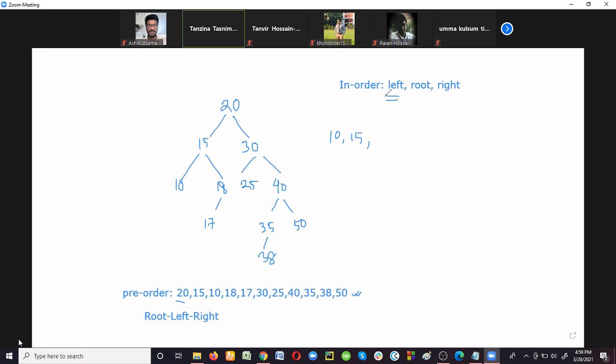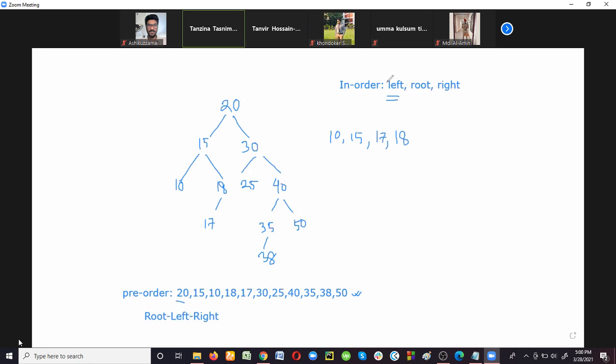No. Because look at the sequence, left, root, right. After taking 15, when you are about to take the node 18, we saw that 18 is not a leaf node. It's a parent node or a root node, and look at the sequence. At first take the left child of that root node and then you can take the root node. So here 17 is the left child of 18. After taking it, we can take the root node. Left, after that root, and then right. But 18 doesn't have any right child. That's what I'm saying. So what will be our next step?